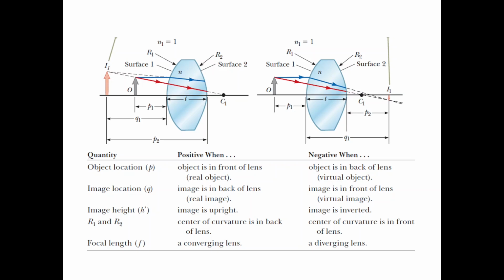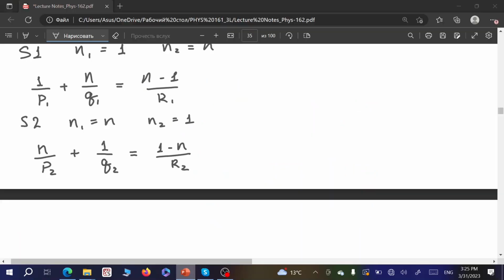Let us write it down. It's right here. So we can write that P2 is equal to minus Q1 plus T. T is the thickness of the lens, or distance between two interfaces.